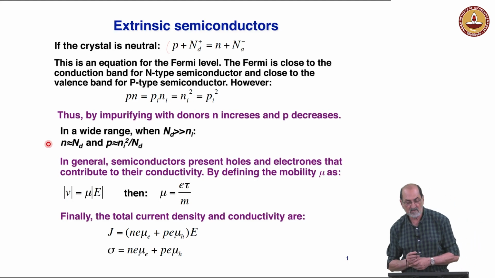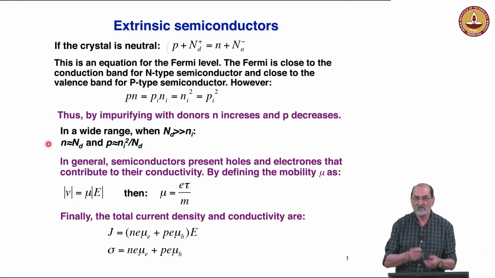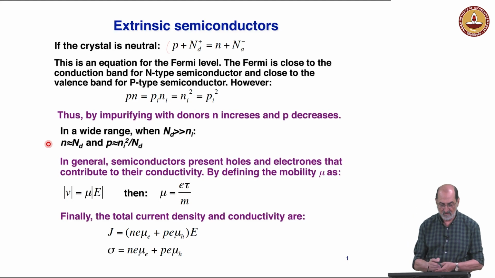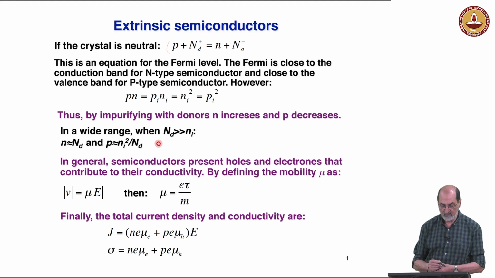And what's going to be the density of holes? It's going to be much lower than before impurifying the semiconductor. Using the result of the mass action law, we say that p is going to be ni squared divided by Nd, because Nd is n. And if we do n times p, we get ni squared.